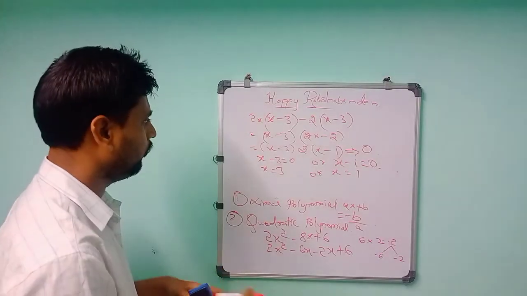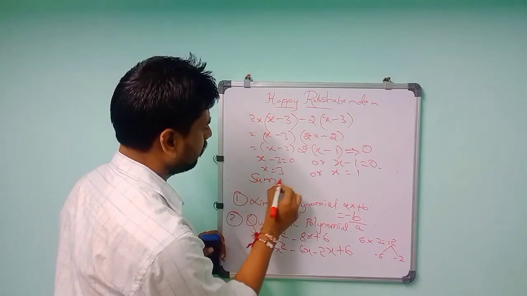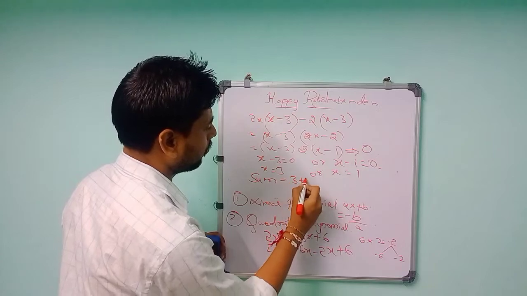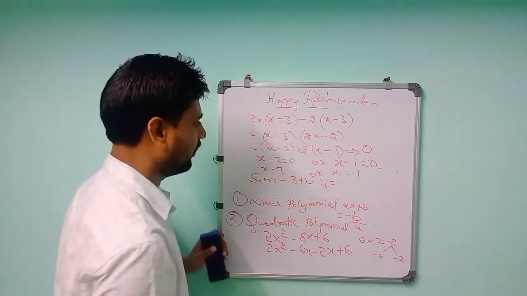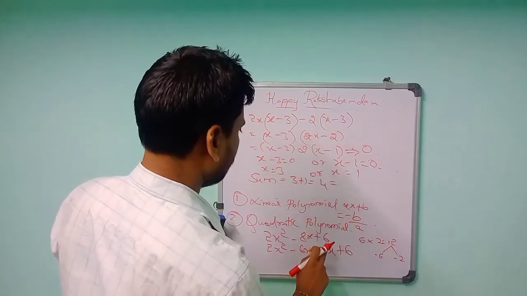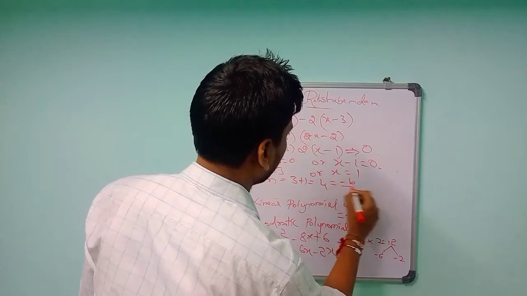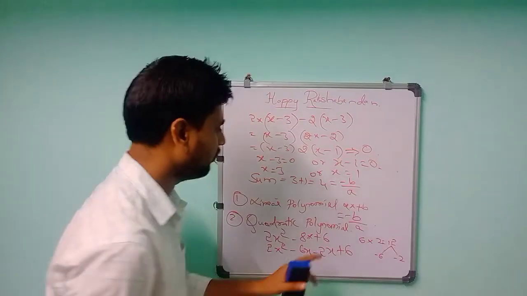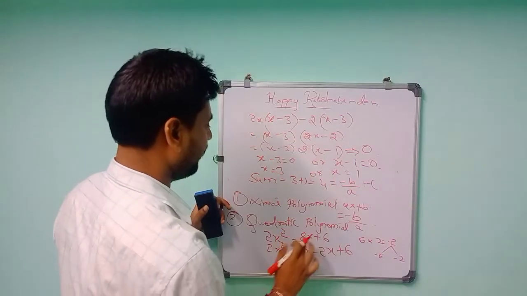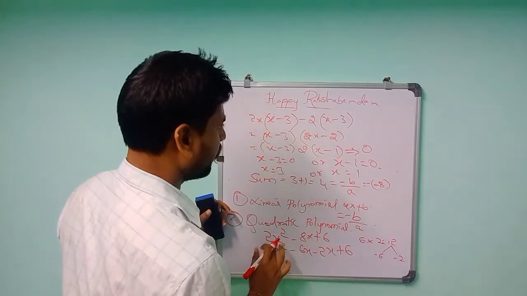Next, we are finding the relationship between the zeros and the sum and product. So for the sum, you take the sum of the zeros of the polynomial: 3 plus 1 is 4. The formula is minus b by a. Minus b means here minus of minus 8, because b is the middle term, minus 8. And a means the coefficient of x square, which is 2.